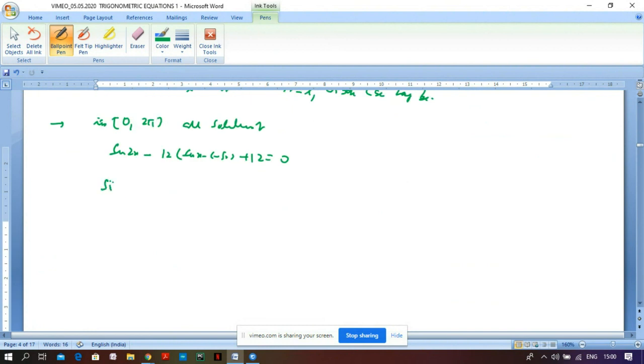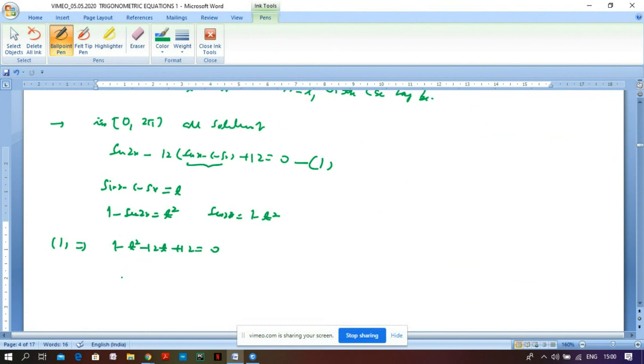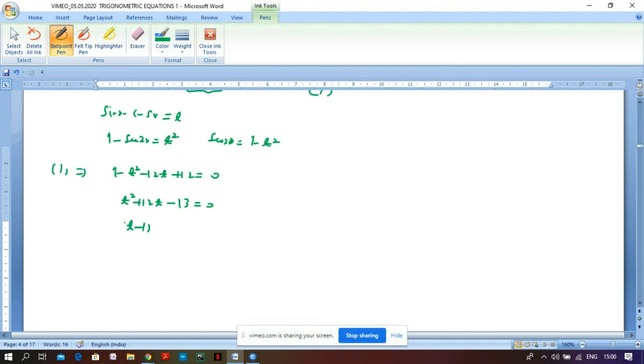So first we will write sin x minus cos x equal to t, because this appears. Once we square, we get 1 minus sin 2x is t squared. And so sin 2x is 1 minus t squared. Then this reduces to 1 minus t squared minus 12t plus 12 equal to 0. So you are getting t squared plus 12t, changing the sign, negative 13 is 0. And t equal to 1 is a root. So we can say clearly that t minus 1 and the other root is t plus 13 is 0.